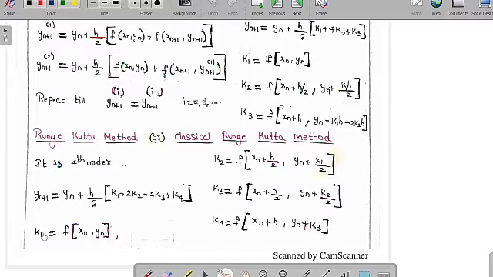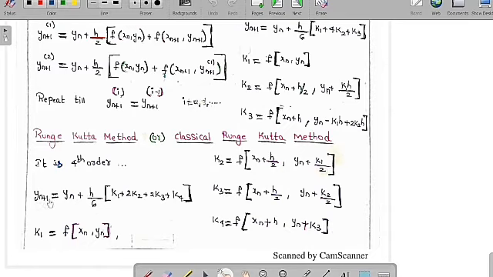So therefore now k1 is equal to f of xn comma yn, whereas k2 is equal to f of xn plus h by 2 comma yn plus k1 by 2, whereas k3 is equal to f of xn plus h by 2 comma yn plus k2 by 2, whereas k4 is equal to f of xn plus h comma yn plus k3. By using this we are going to get the exact values of k1, k2, k3, k4, substitute here and do the simplification, then we are going to get the value of y of n plus 1.